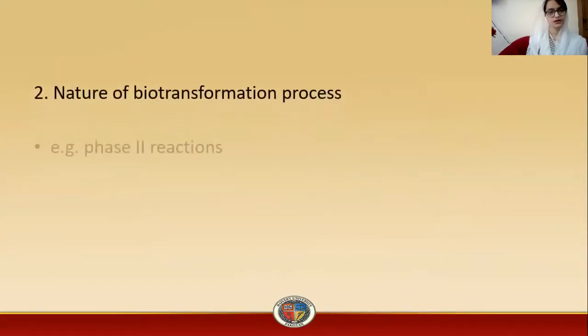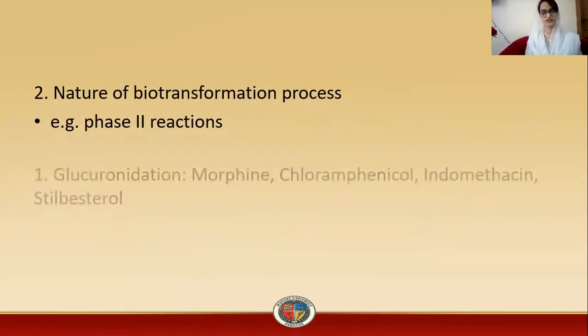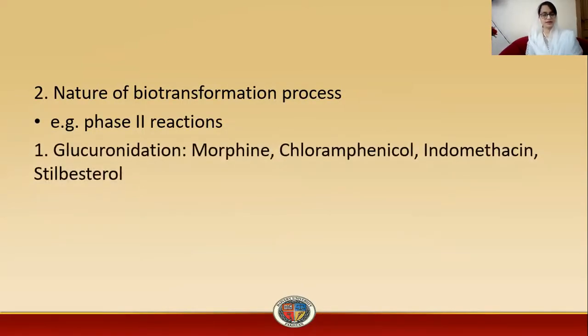Then comes the nature of the biotransformation process. For example, phase 2 reactions. First of all is glucuronidation, that is the conjugation reaction, and the drugs which undergo this type of conjugation are morphine, chloramphenicol, indomethacin, and stilbestrol. And then glutathione. Glutathione is another conjugating molecule which forms conjugates with the drugs and helps in elimination or biotransformation of the drug.